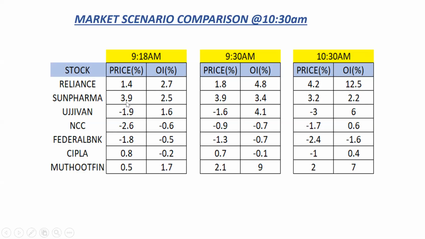Sun Pharma, like we said, opened at 3.9% and OI was 2.5%. At 9:30 OI was 3.9%, and this OI had increased, but at 10:30 the price has started declining a bit, and OI also. That means, like I said, the price was already 4% up, so it is a risky bet, and we saw it slide a little down. So this is not my ideal bullish pick.